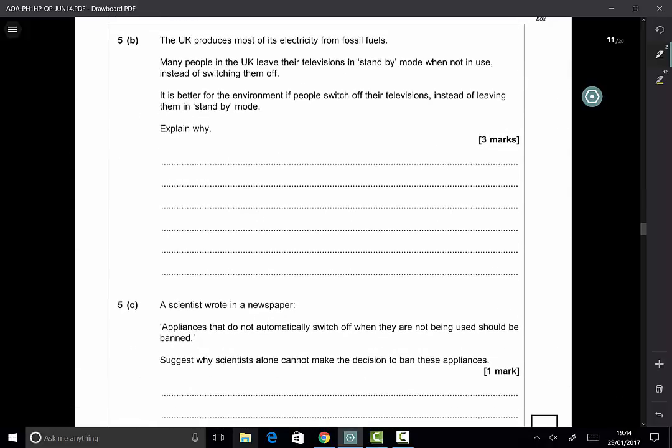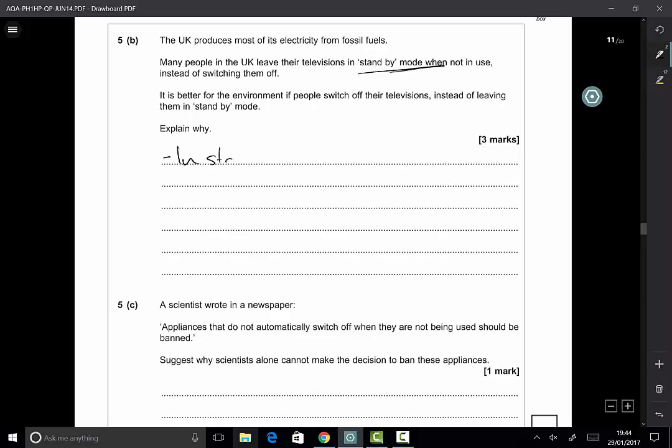Okay, let's compare wonderful Iceland with all of its renewable energy. The UK produces most of its electricity from fossil fuels. Many people in the UK leave their televisions on standby mode when not in use instead of switching them off. So that means that they're still going to be using electricity. They're not switched off. It is better for the environment if people switch off their televisions instead of leaving them in standby mode. Explain why. 3 marks.